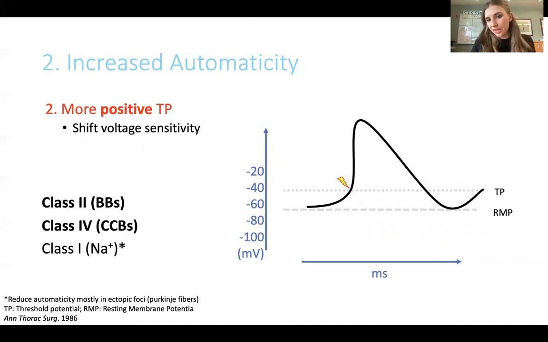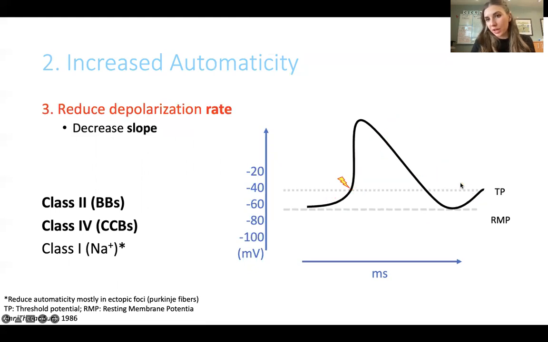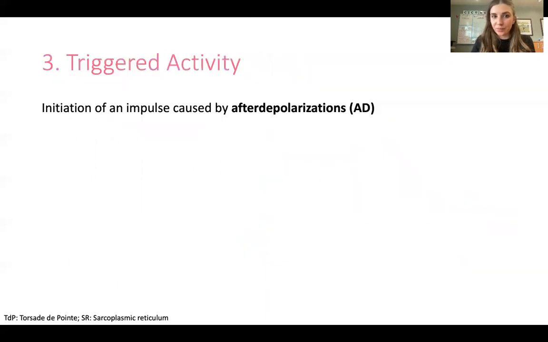Another way of doing this is that we can just increase the threshold potential so that we shoot off at negative 20 millivolts. And then if we just wanted to slow down the slope, we could do that with these agents. And that helps us decrease automaticity. And then there's triggered activity.